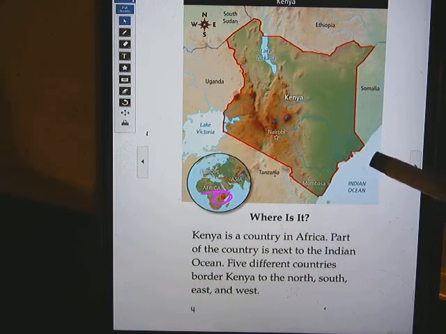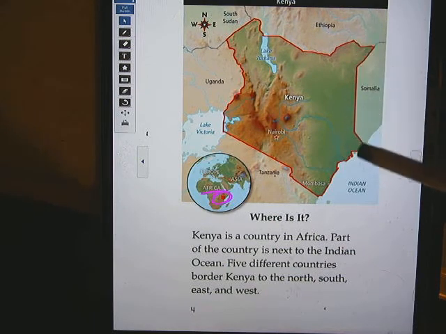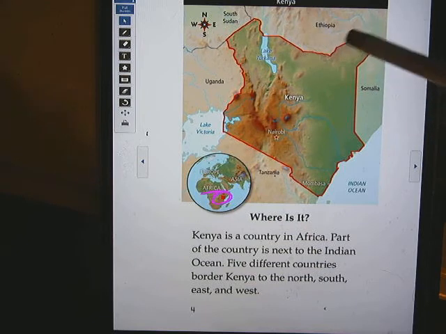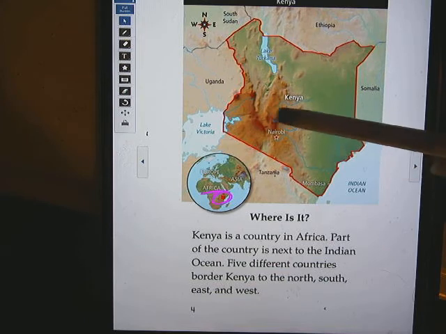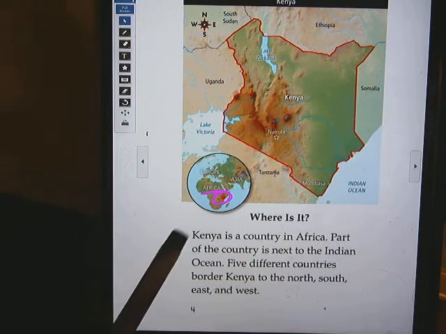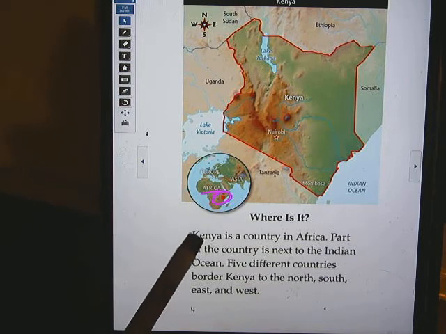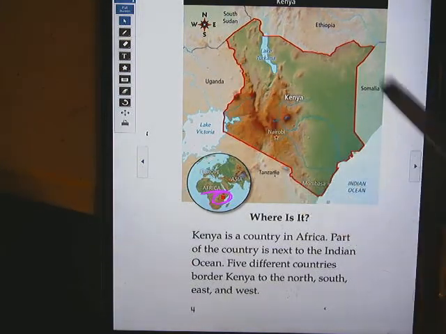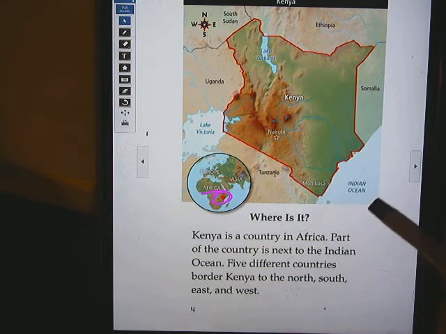So when we talk about bordering, these are countries. Somalia is bordering around Ethiopia, is bordering around this country right here known as Kenya. Kenya is in a continent known as Africa, but within Africa, there are different countries. And the one that we're talking about today is Kenya. And we notice that part of its border is by an ocean.